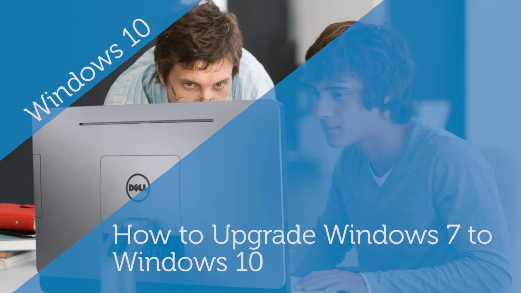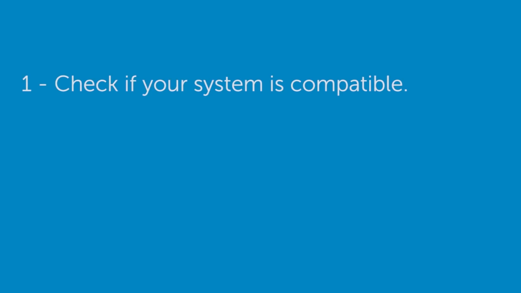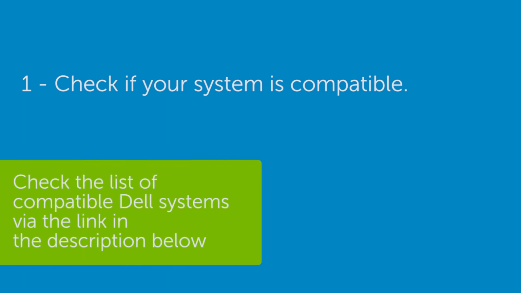In this video, we will show you how to upgrade from Windows 7 to Windows 10. But before we start the process, there are a few things that you need to do first. The first thing is, check to see if your system is on the list of those compatible to receive the Windows 10 upgrade. For Dell systems, check out our updated list by clicking on the link in the description below. For any other systems, you should check with your manufacturer's website.